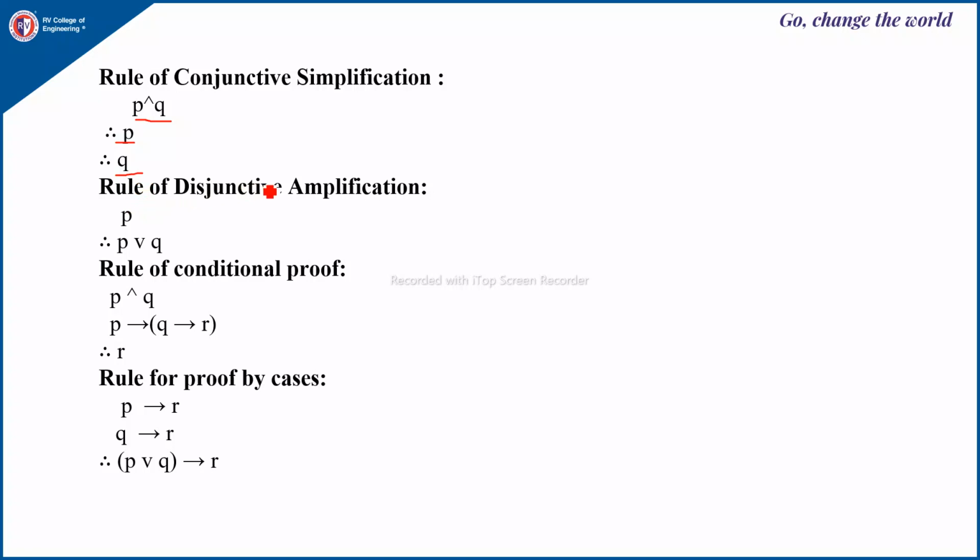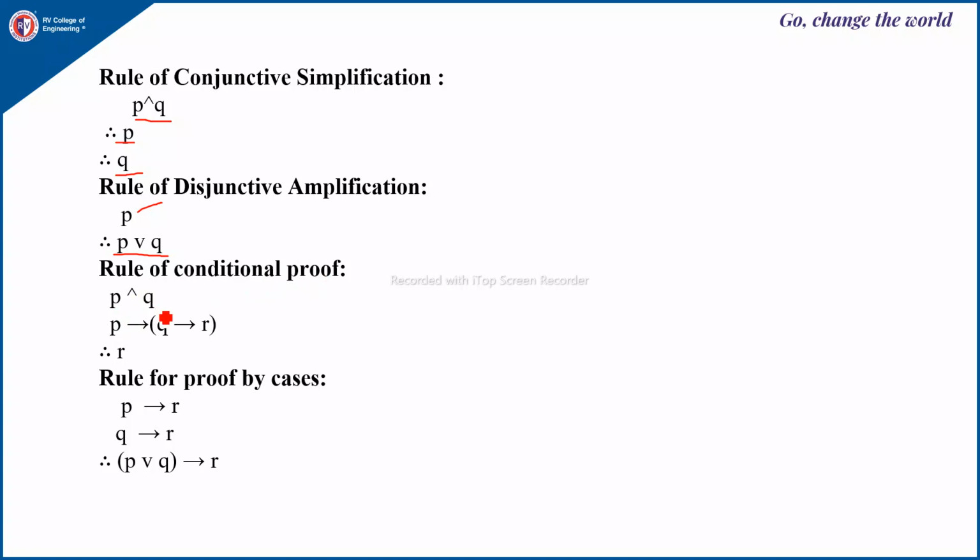Next is the rule of disjunctive amplification. When P is true, if I OR it with any Q or S or anything, I will get a true expression. Therefore P implies P or Q. Next is the rule of conditional proof.